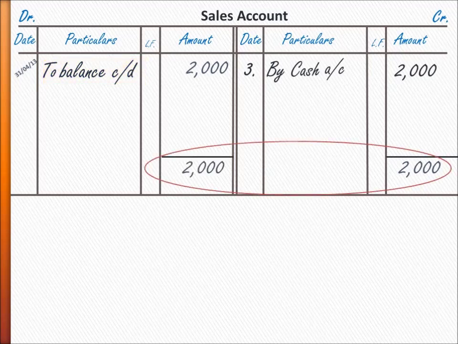Rupees 2000. In this way, first we completed journal entries, and on the basis of journal entries we did the ledger posting. Maybe you are getting confused at this stage, but after 2 or 3 questions you will be quite comfortable. Means how to do ledger posting on the basis of journal entries.